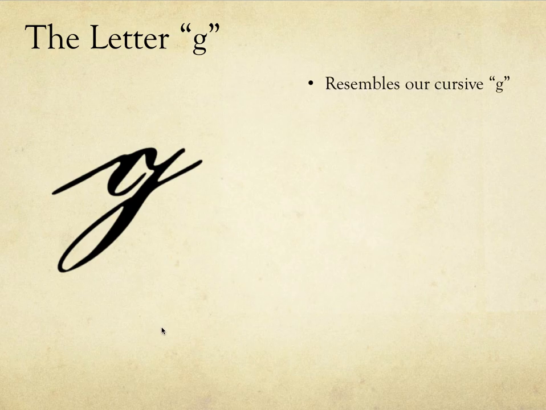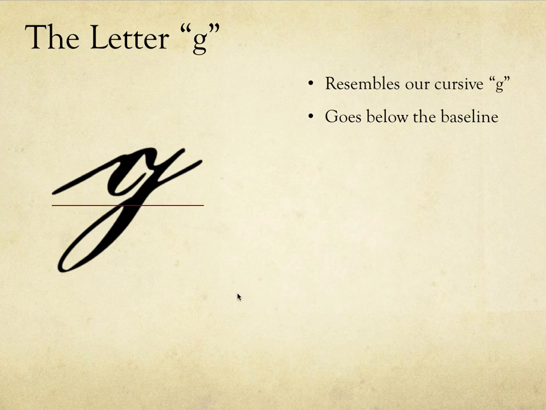The letter G is pretty easy to recognize. It looks like our cursive G. It also goes below the baseline with this loop. And a G can sometimes be confused with a P. We'll talk more about this when we get to the letter P, but be aware that G's and P's can sometimes look alike.